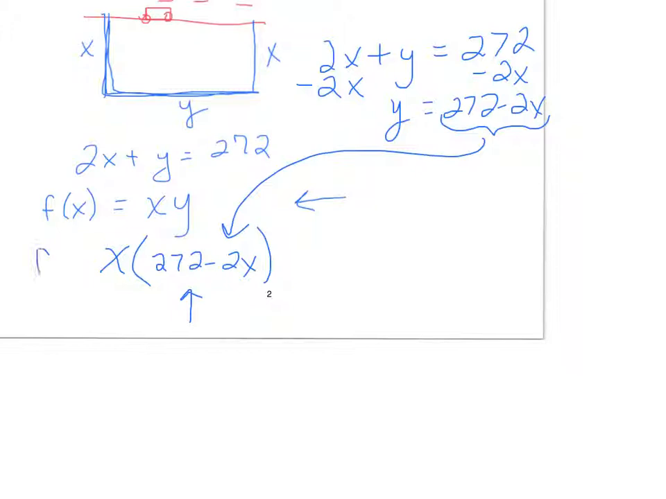Okay, so now it's looking closer to problems 1 through 4 on our review sheet. And so we just have to distribute that x, and then it will look just like what we started. Well, that's not true. It's a lie. We got to do some other stuff. So you get 272x minus 2x squared.